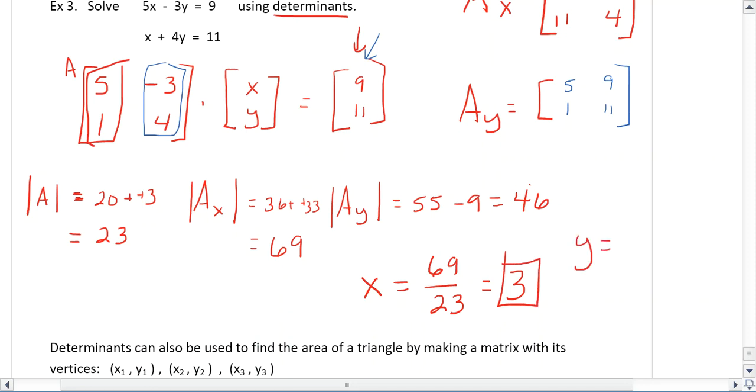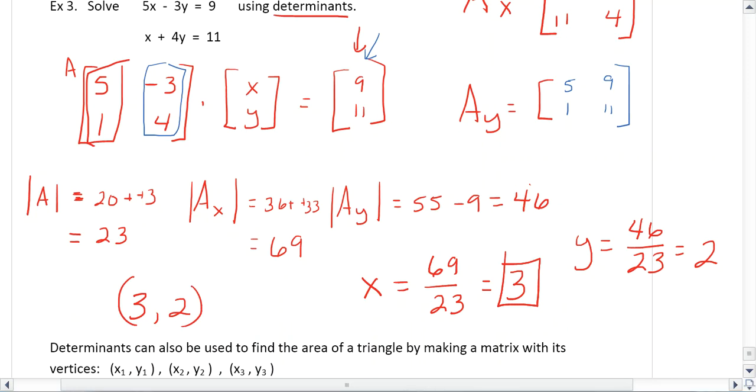And now to find y, Cramer's rule says you take the determinant of A sub y, which is 46, and you divide by the determinant of A, which is 23. And again, that divides evenly, 2. So our final answers are 3, 2.